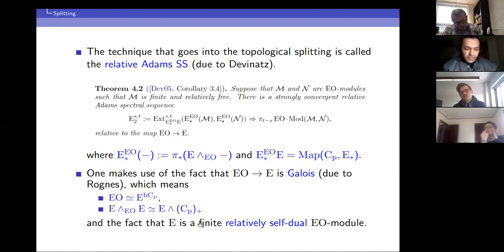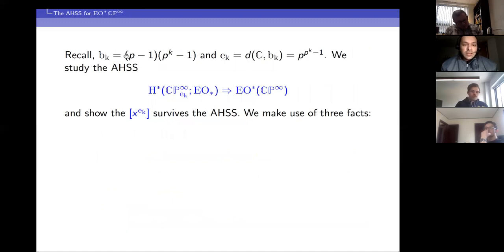We also make use of the fact that E is finite and relatively self-dual as an EO module. So these two facts go in there. So let us just recall this notation. BK is actually P minus 1, P to the K minus 1. And EK is the corresponding Atiyah-Todd number. And we want to study this Atiyah-Hirzebruch spectral sequence, which calculates the EO cohomology of CP infinity. And what we want to show is that this Thom class X to the EK actually survives the Atiyah-Hirzebruch spectral sequence. We make use of three facts.